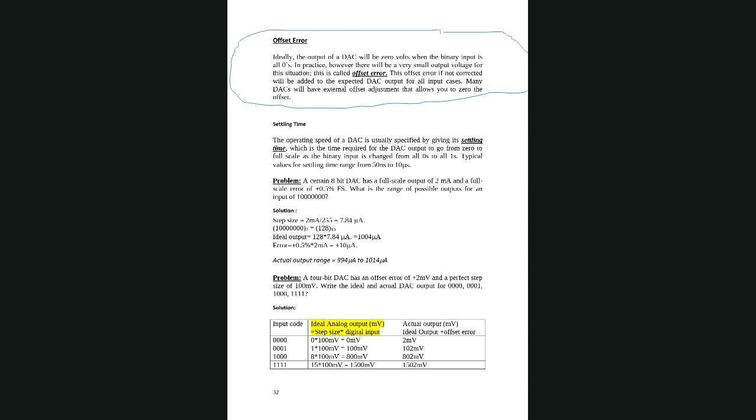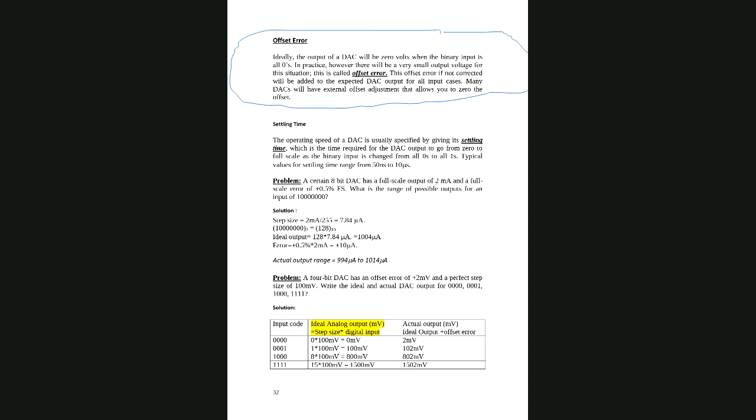So if I have an ideal DAC, what should I have? If all the inputs are 0 bit, the analog output voltage should also be 0 volt, right? But if it is giving you some output, it means there is an error. That is called offset error. So look at the definition: ideally, the output of a DAC will be 0 volt when the binary input is all zeros. In practice, however, there will be a small output voltage for that situation. This is called offset error.